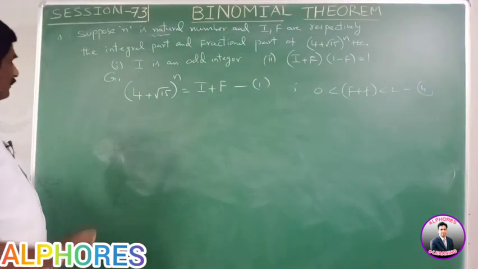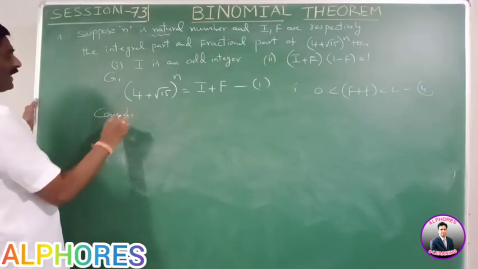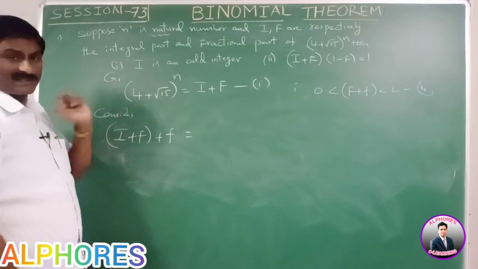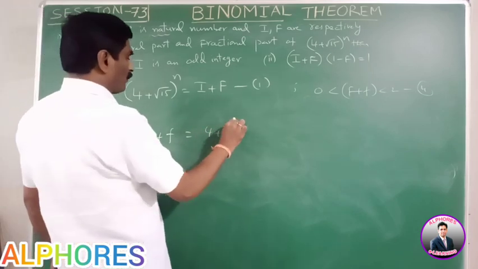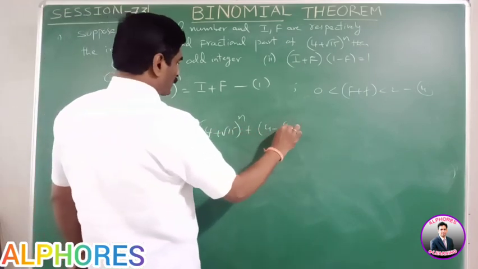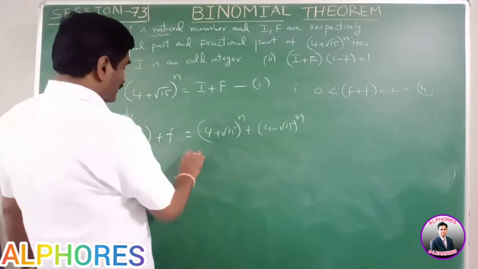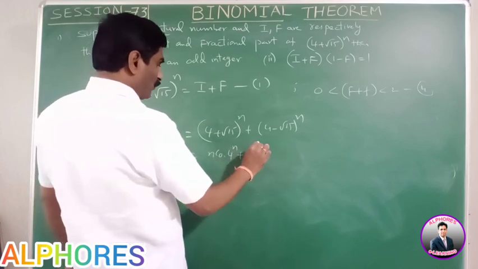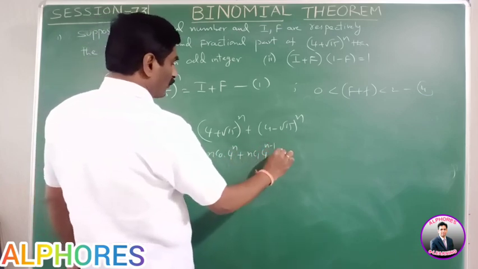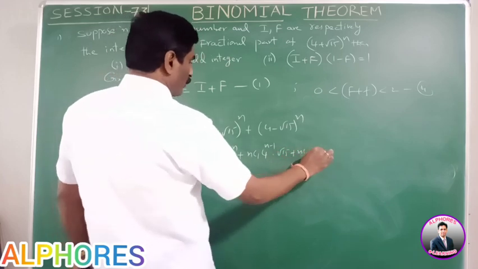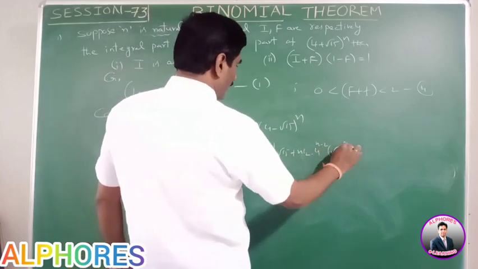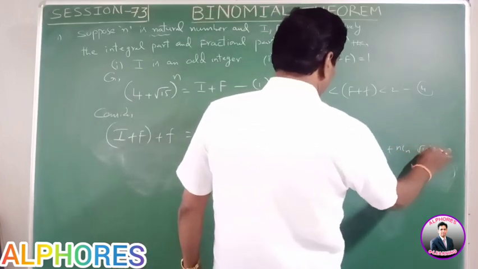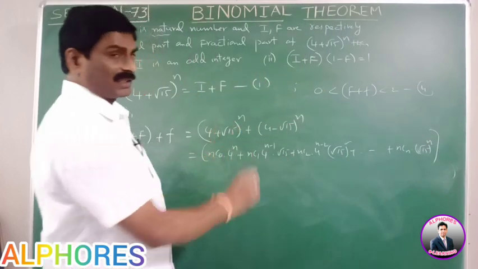Now consider I plus capital F plus small f. By adding these two values, 4 plus root 15 whole power n plus 4 minus root 15 whole power n. After expansion, it can be reduced into nC0 into 4 power n plus nC1 into 4 power n minus 1 into root 15 plus nC2 into 4 power n minus 2 into root 15 whole square, plus, what is the last term, nCn into 4 power 0 into root 15 whole power n. Any doubt in this value?